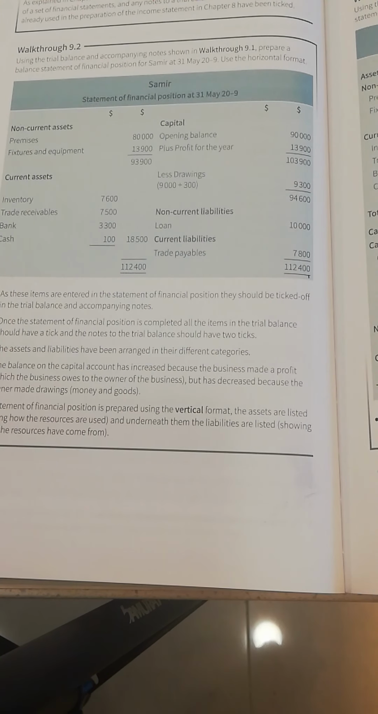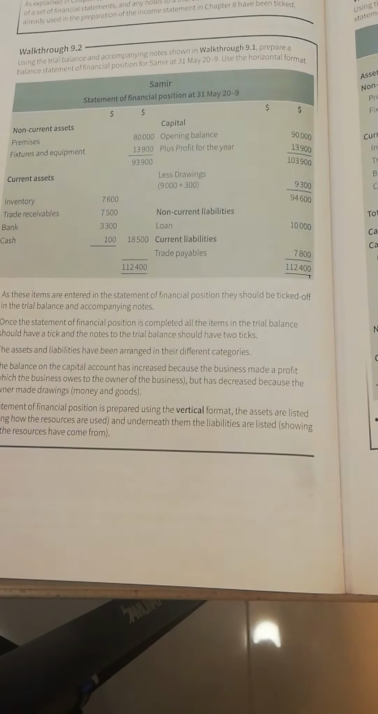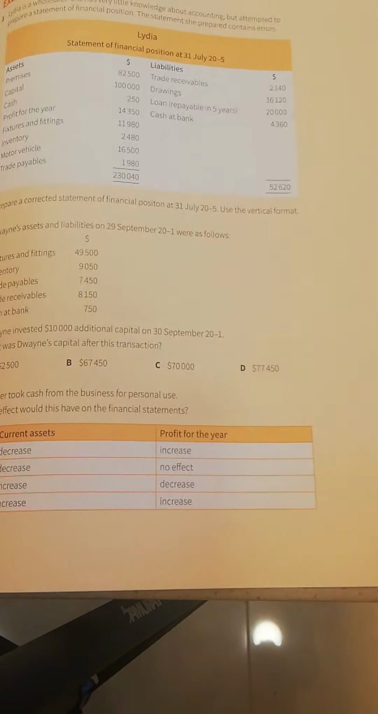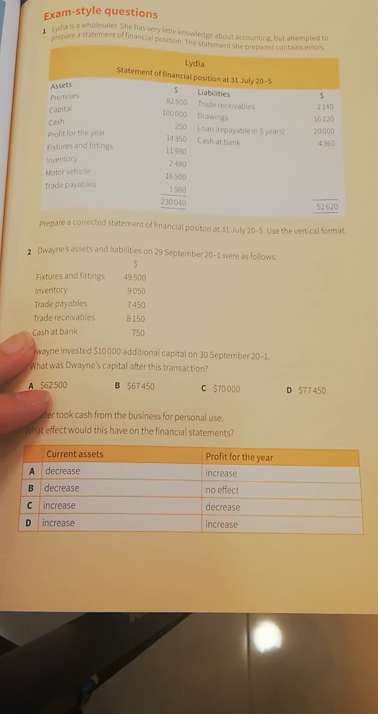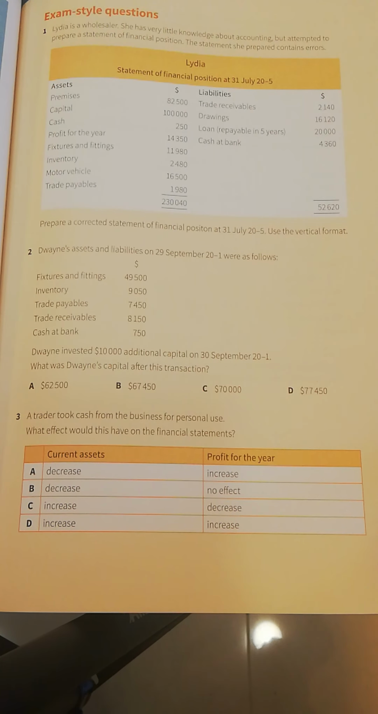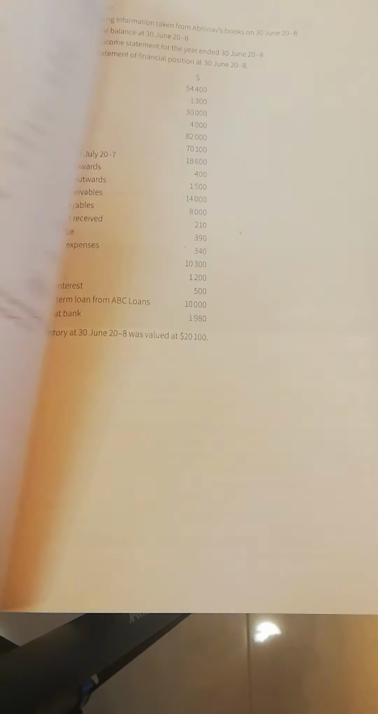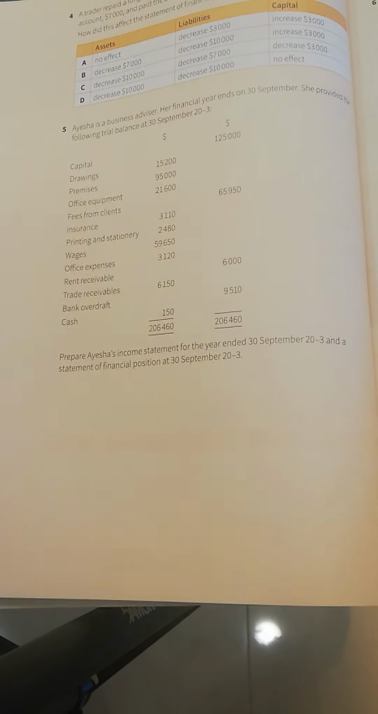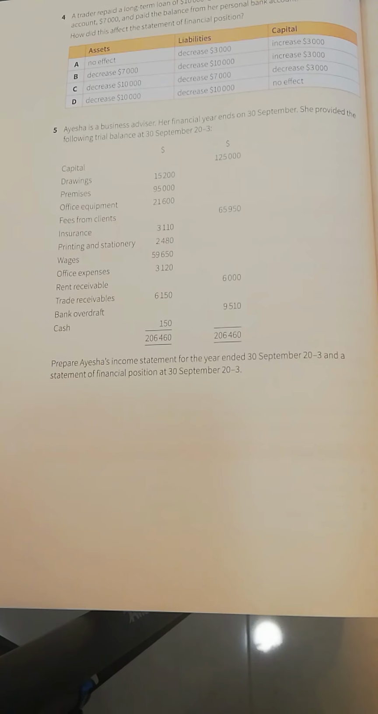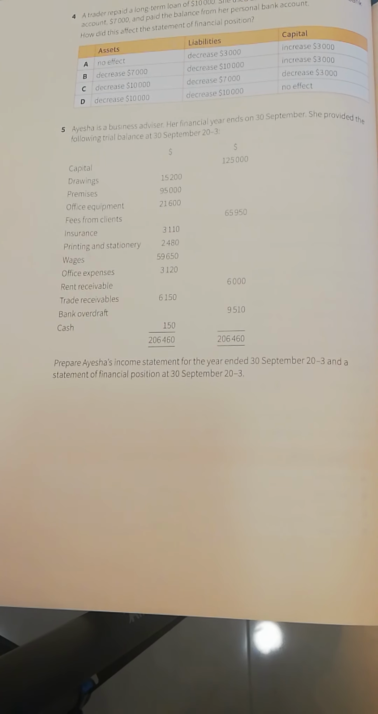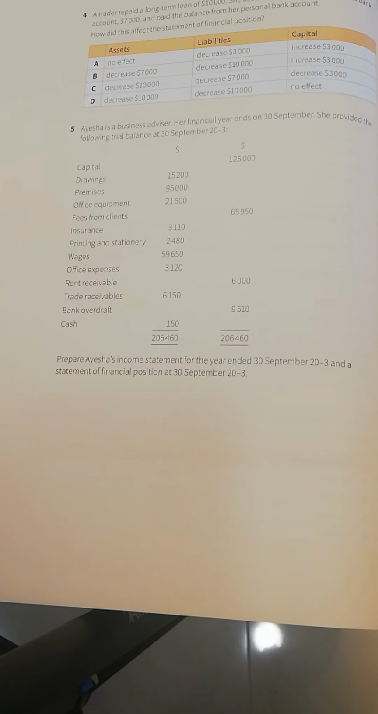Okay, so I will be posting these two samples of statement of financial position from your textbook, and I would like you to do questions 1, 2, 3 of your textbook. I will also post this up for those who don't have a textbook, and then questions 4 and 5. Okay, 1 to 5. So questions 1 to 5, chapter 9, that will be your work. So question 5 is quite easy.